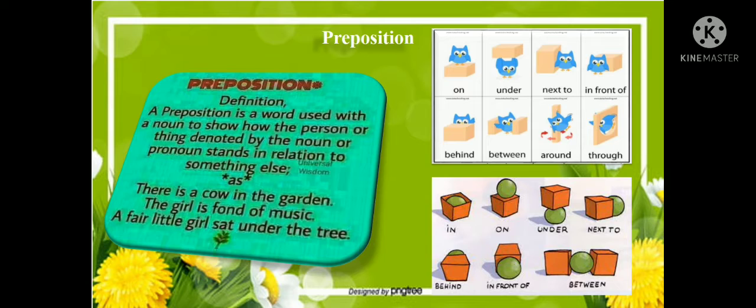For example, there is a cow in the garden. In is a preposition. Cow and garden are both nouns, and in shows the relationship between cow and garden. Another example: the book is on the table. What is the preposition? On. On is a preposition. So look at the pictures.